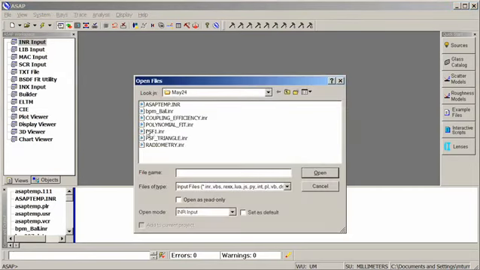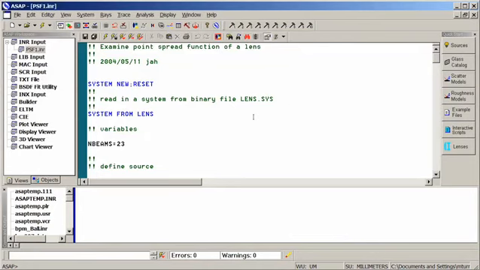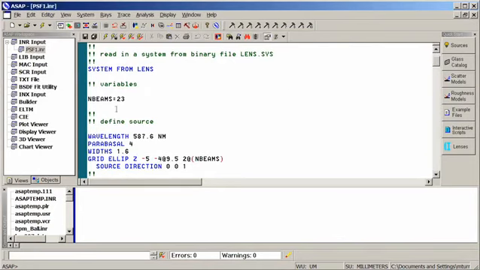First thing we might want to look at is the point spread function as our wavefront propagates through our optical system. In this particular case, we're going to define a 23 by 23 set of Gaussian beamlets to propagate through the system, and then we'll look at the results at the output.